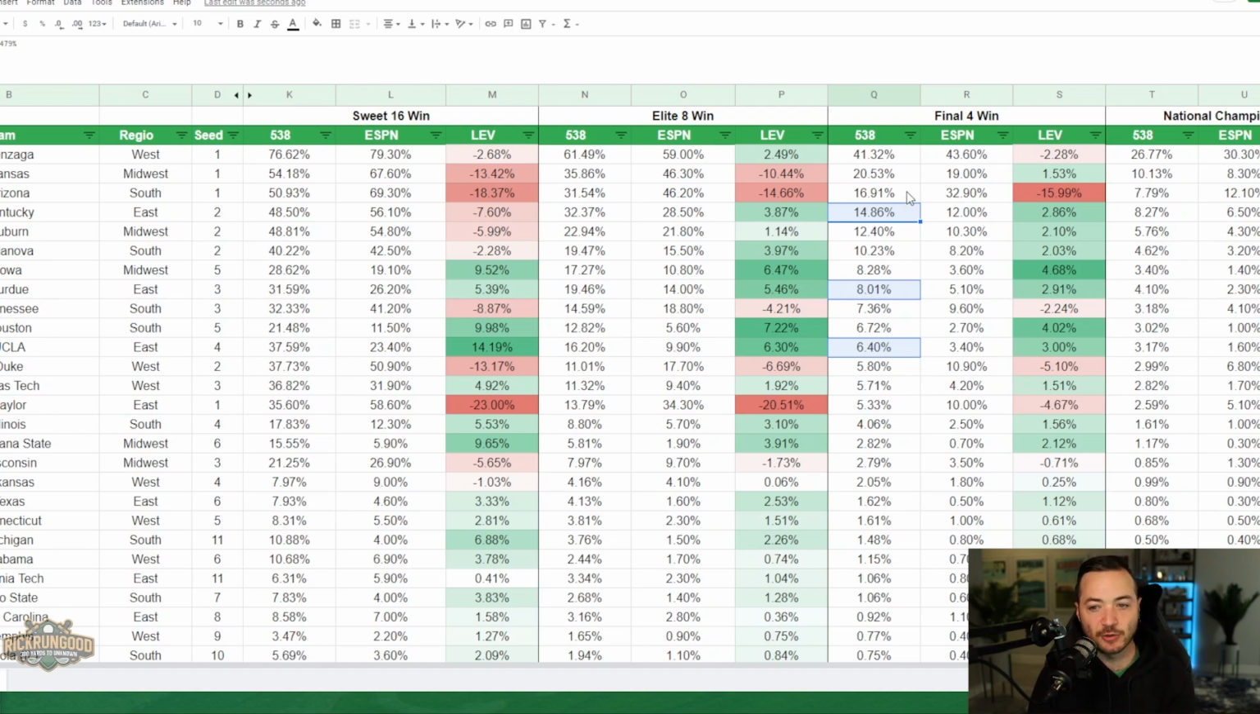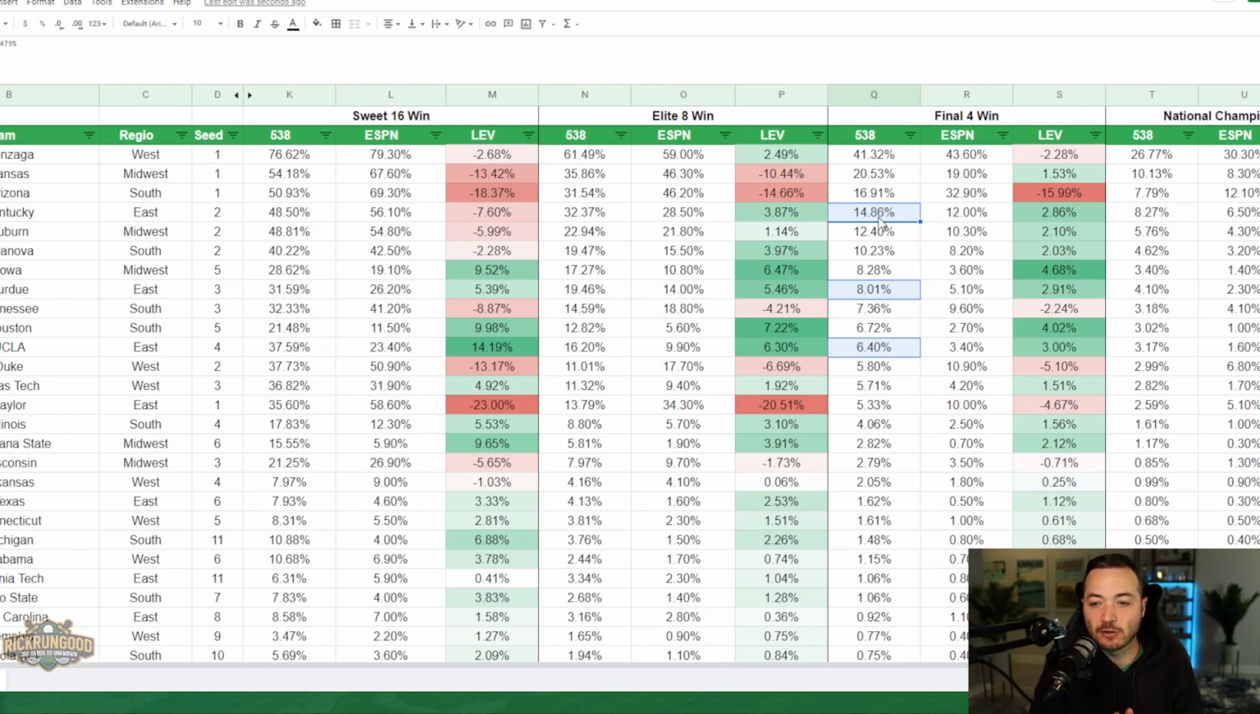So I think the logical thing that we have to do here is we have to take Kentucky from the East because they're 14% likely to win in the Final Four, but only 12% of people are doing that in ESPN. So they have the 4th best odds to actually win in the Final Four, yet we have positive leverage on them.